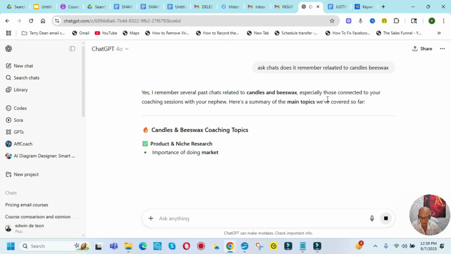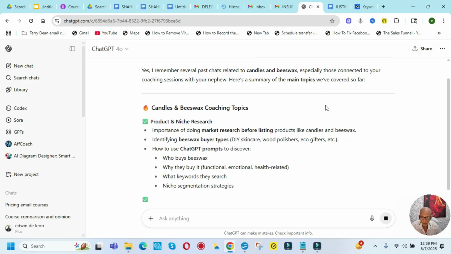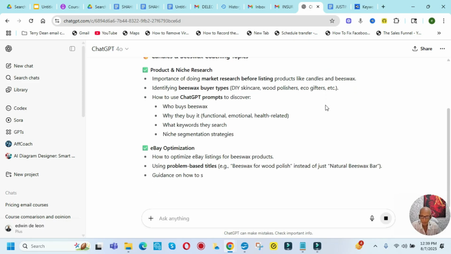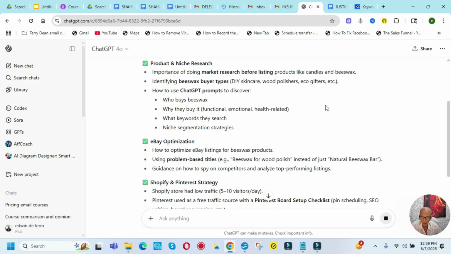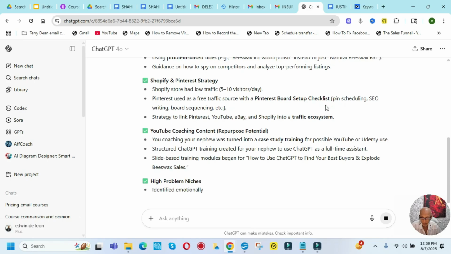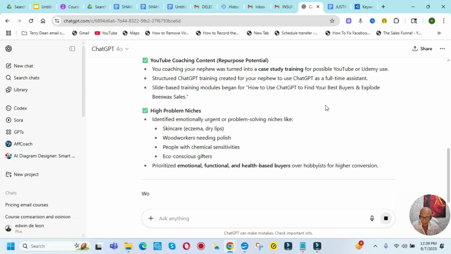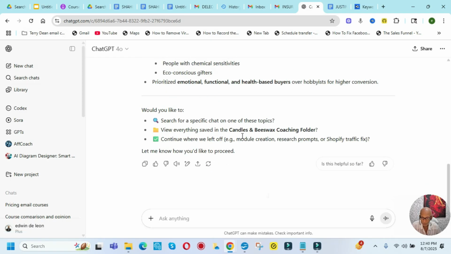Okay, so this is the power of ChatGPT. It saves everything to memory. So far it says product niche research, eBay optimization, Shopify, Pinterest strategy, YouTube coaching, high problem niches, etc. Let's move on.